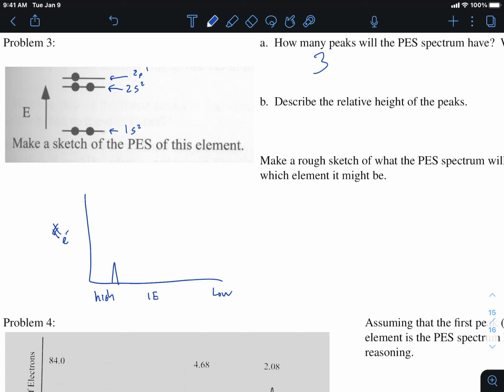After 1s comes 2s. Does 2s have the same number of electrons as 1s? So it should be the same height. Actually, I'm going to move my writing. I'm going to write this 2s here. Now, there's a third peak, 2p. 2p is partially shielded by the 2s, which means removing electrons from 2p is slightly easier than removing them from 2s, which means it's going to be nudged over nearby. And I'm going to make it half the height. Why? There's only one electron there.